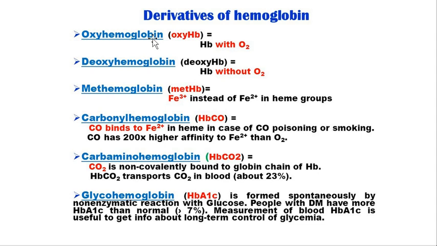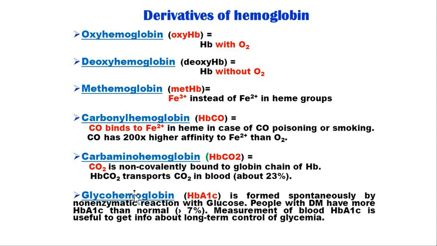Then derivatives of hemoglobin: we should know in which forms hemoglobin can exist in our blood, right? Oxyhemoglobin is when oxygen is attached with hemoglobin. Deoxyhemoglobin is when it is not attached, so oxygen liberation leads to formation of deoxyhemoglobin. Methemoglobin is when Fe3 positive is there instead of Fe2 positive in the heme group. Carboxyhemoglobin, where carbon monoxide binds to iron. Carbaminohemoglobin is HbCO2. So CO2 is transferred via hemoglobin to the lungs in the form of carbaminohemoglobin.